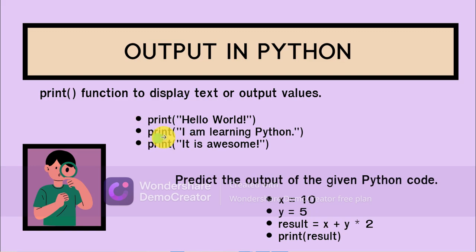As you all know, print is used for output, and this is the string that we will get as an output when we run the program. The third one is also the same. Here is a question that is given. Predict the output of the given Python code.